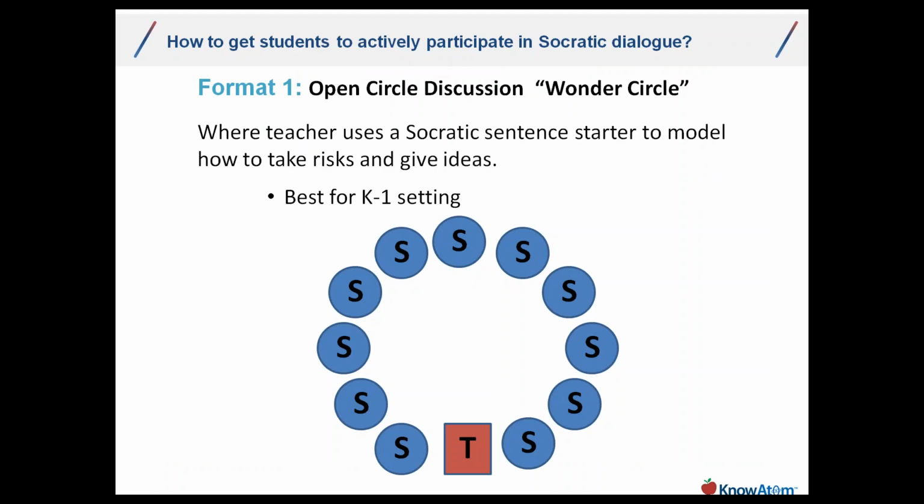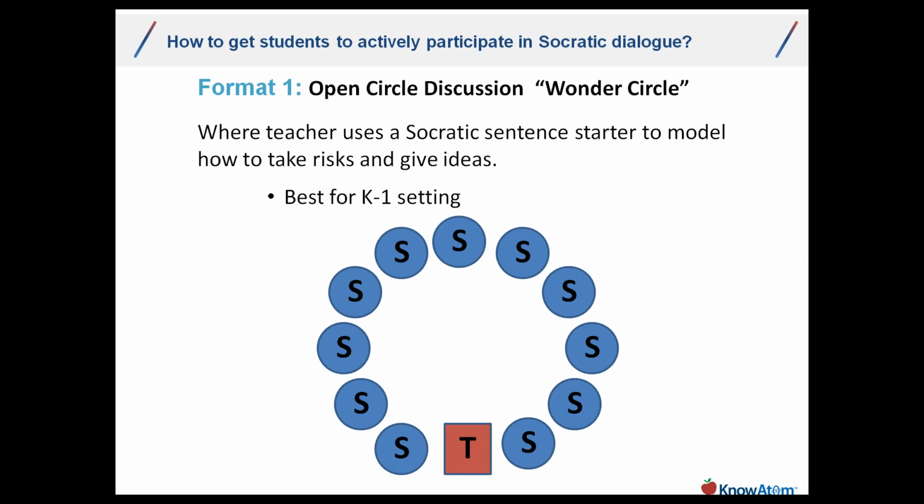So the first sort of classroom organization logistically that I call the Wonder Circle is an open circle discussion, okay? This is best for a kindergarten, first grade setting. Could be even early second grade setting, like when students come in September, October, early November. This is where the teacher uses a Socratic sentence starter to model how to take risks and give ideas. So this would be obviously at the student's level.